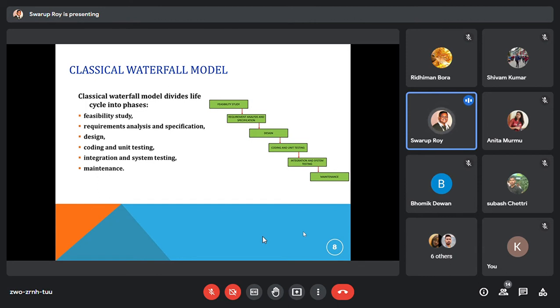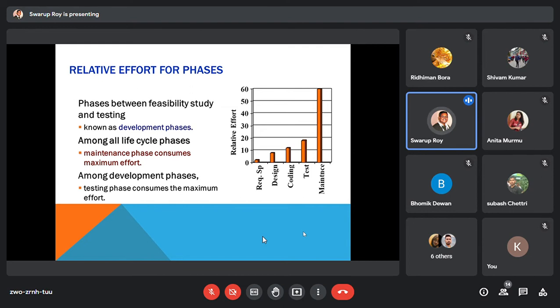Okay, and let's see what happens in every phase. Before going to that, in general, the overall time and effort that the different phases may take is basically like this: requirement is a bit less, design is taking more, coding is taking a bit more, testing is also taking effort. I'm talking about time and effort, and the most time-taking, most effort-giving phase is maintenance.